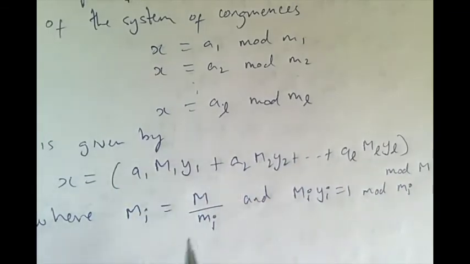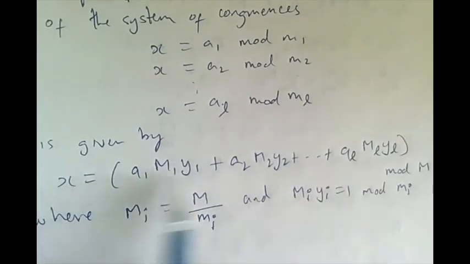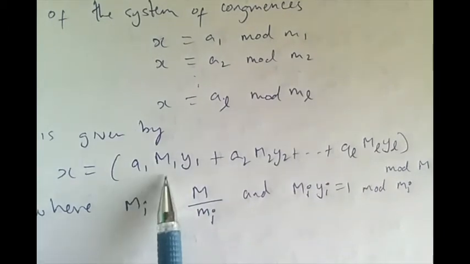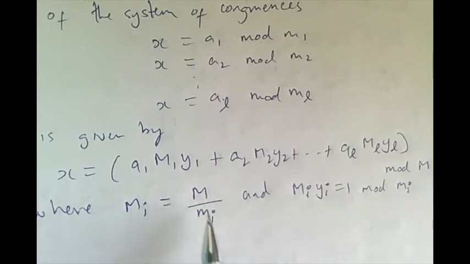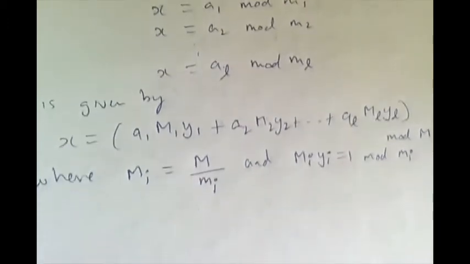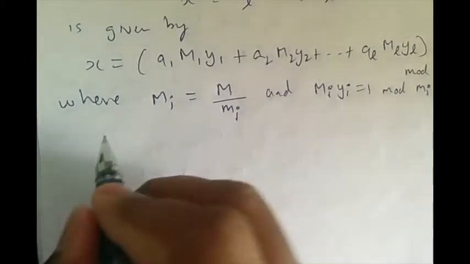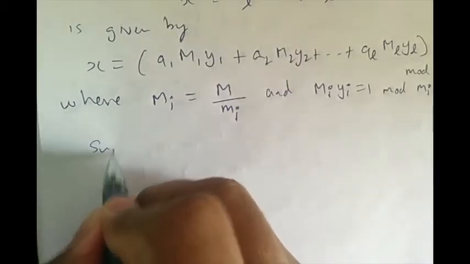So such an x is given by a closed form expression where this capital Mi, so capital M1 will be capital M by small m1, capital M2 will be capital M by small m2, and so on. And y1, y2, y3 are all the respective multiplicative inverses of capital M1, M2, Ml modulo small m1, m2, ml, and so on. So let's look at a special case and see why this is true. Let's consider L is equal to 3. Suppose L is equal to 3.